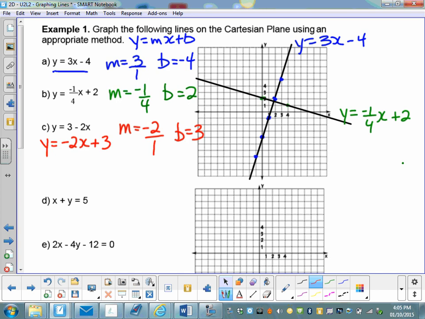So now I'm going, y-intercept is 3, and then from there I'm going down 2 and over 1, down 2 and over 1. I need my line to go through those points.